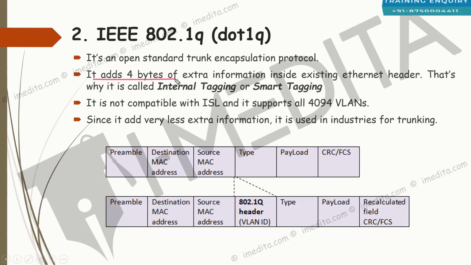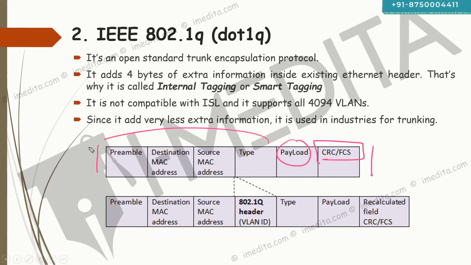It adds 4 bytes of extra information inside the existing Ethernet header. So this was your data link layer header. This was data and trailer. This was the header. So in the header itself, it is going to add the .1Q header. Internal tagging, it is going to perform. Smart tagging, it is going to perform.